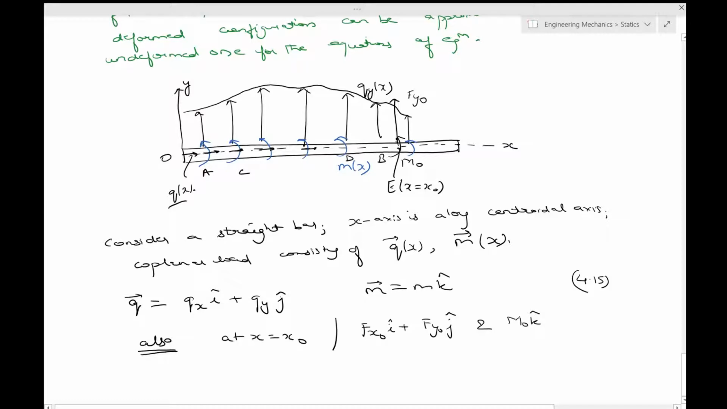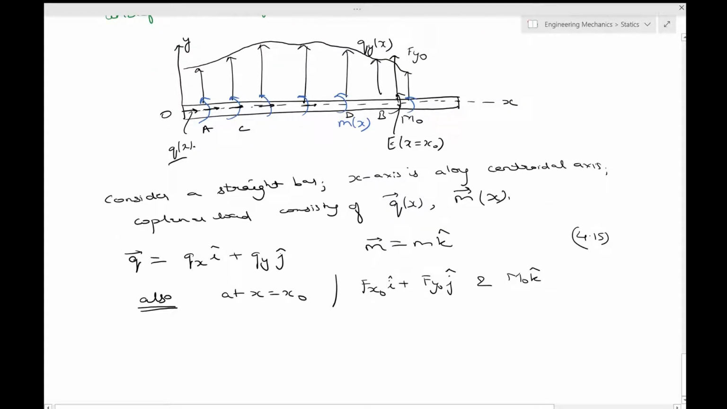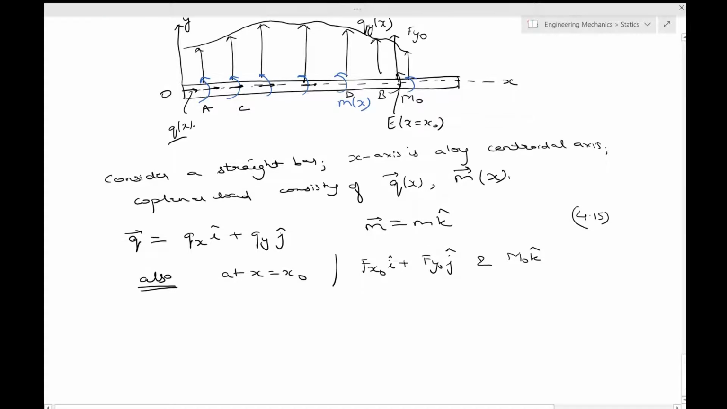So what we'll do now is make a hypothetical cut, and then we'll try to write the internal forces. Obviously over here a positive face automatically means the outward normal is in the i direction.